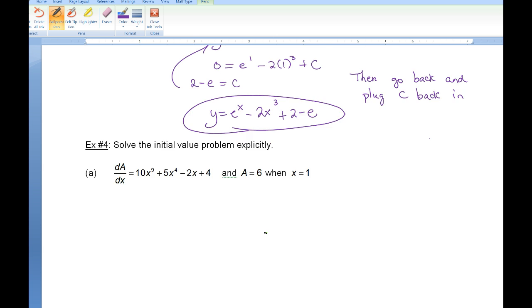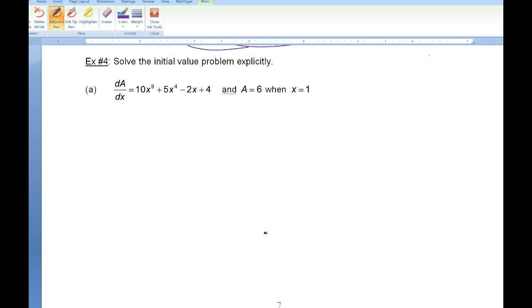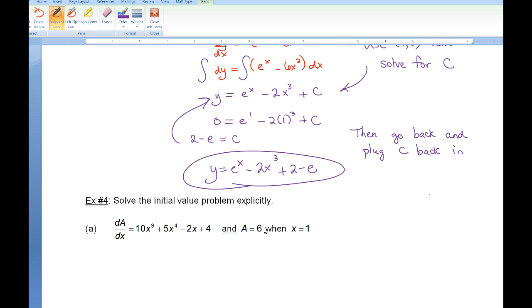You want to try the next one? Wait, can you go back up for one? Yeah. How about everybody try it on their own, and then I can try.